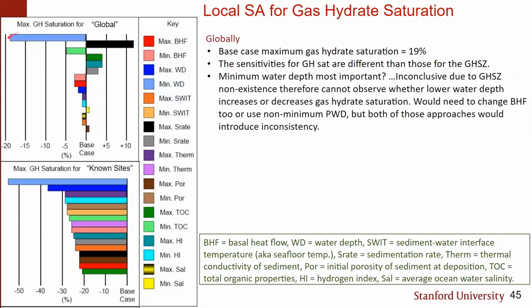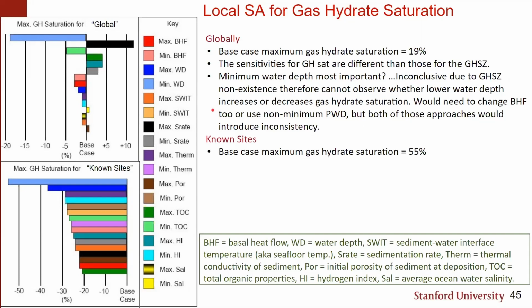It seems that the minimum water depth may be the most important input parameter, but it's somewhat inconclusive because the gas hydrate stability zone simply does not exist at this thin water depth, which is at 300 meters, which is where gas hydrates have been found at the shallowest in the world. We would need to actually change the basal heat flow as well in order to keep some sort of gas hydrate stability zone thickness to look at the saturation and how it would be sensitive. Would it be higher with this lower water depth or lower? But here we can only vary one parameter at a time.